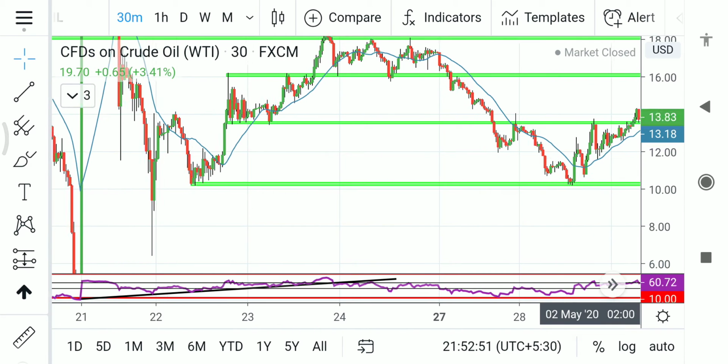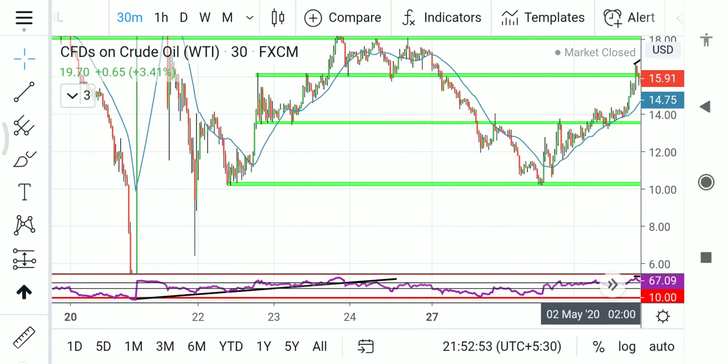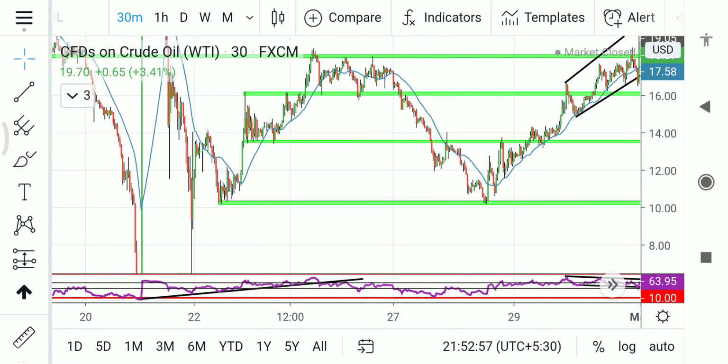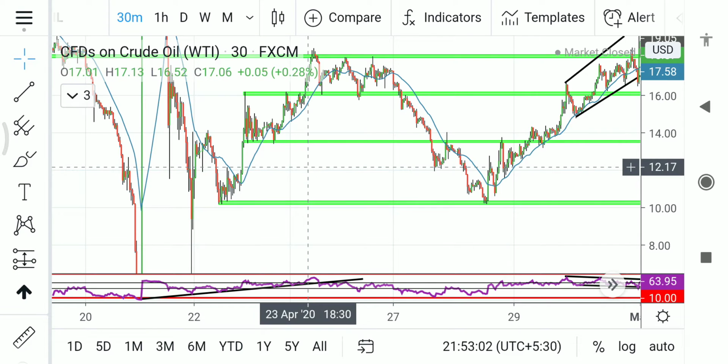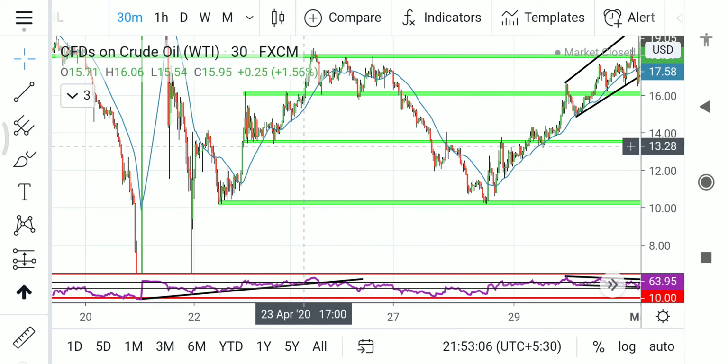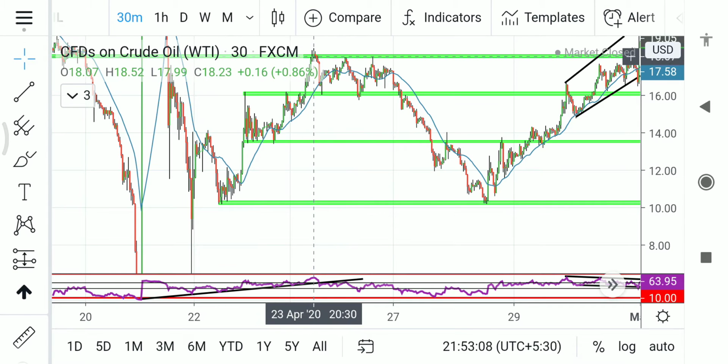We're going to do a weekly analysis of crude oil, how it is going to behave in the coming week. Let me give you a quick recap of last week: what are the levels which I set to mark and how it has performed. This was last week's performance.